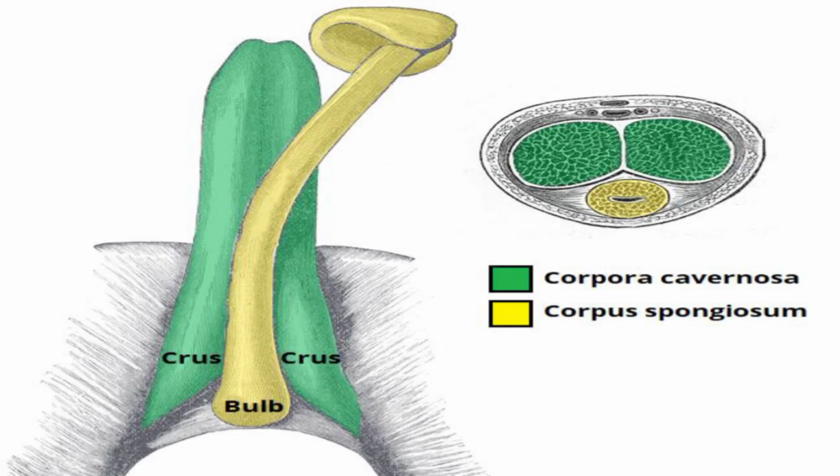As you can see in this figure, there is the right crus, the left crus, and the bulb in the center, which is the corpus spongiosum. This green tissue is highlighting the corpora cavernosa, right and left, and in the center there is the bulb and corpus spongiosum.